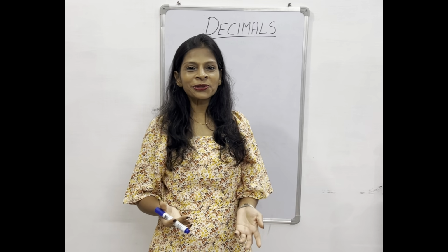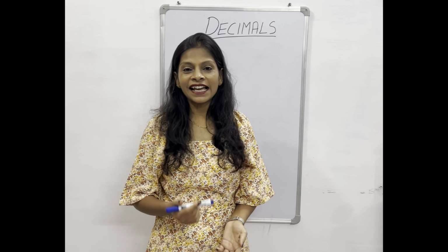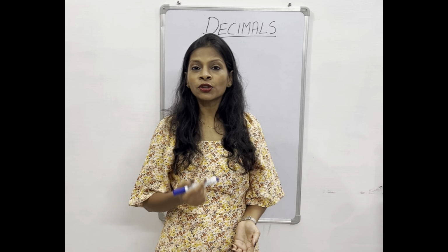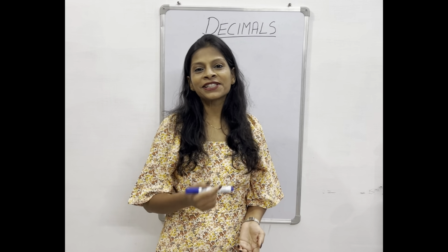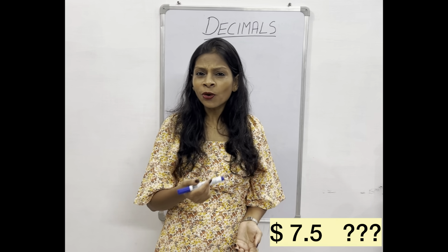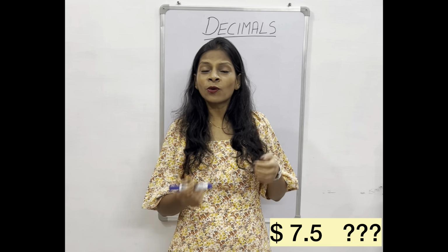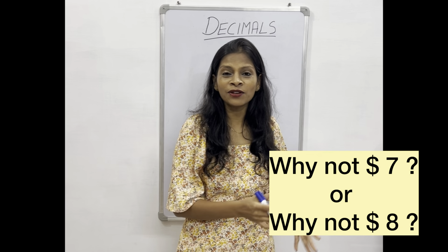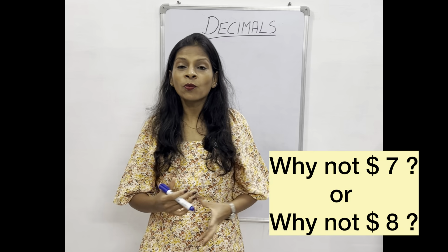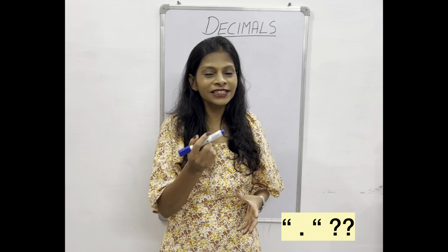Imagine you go into a store with $10 in hand and you want to buy a chocolate. Now the cost of the chocolate that you read is $7.5. Now what is the 7.5? Why is it just not $7 and why it's just not $8? What is 7.5 and what is this point?